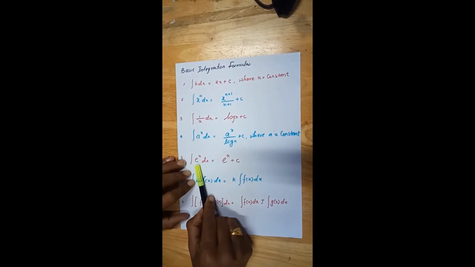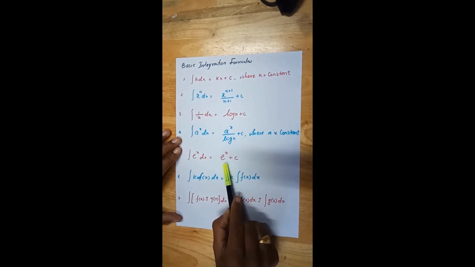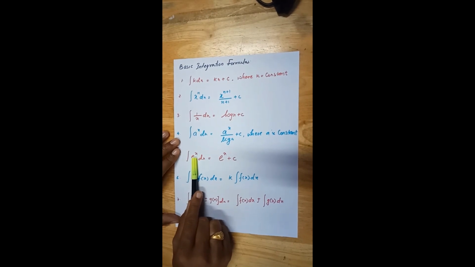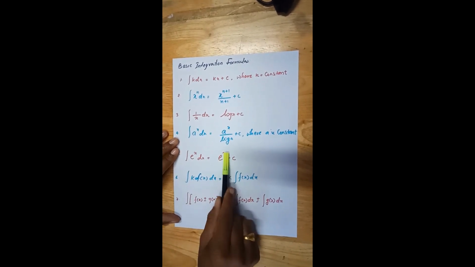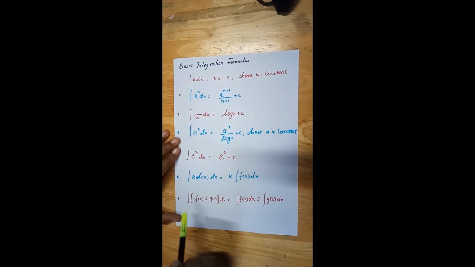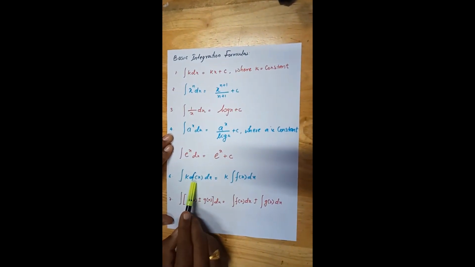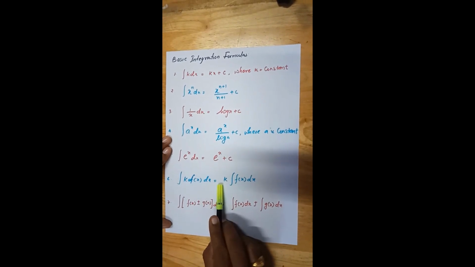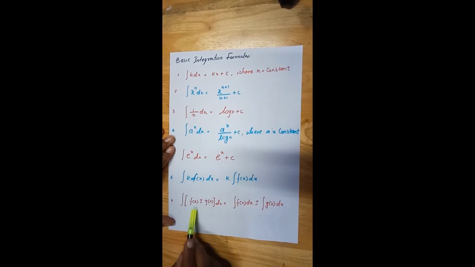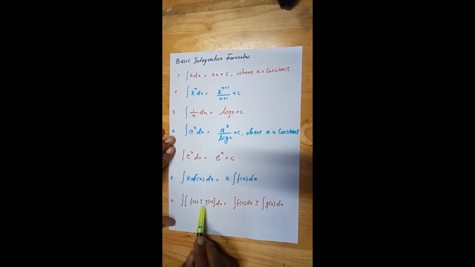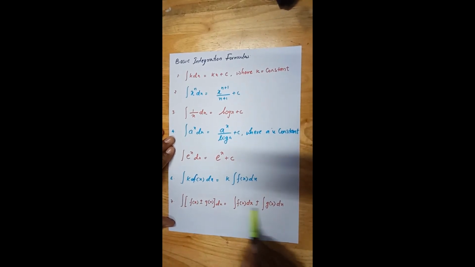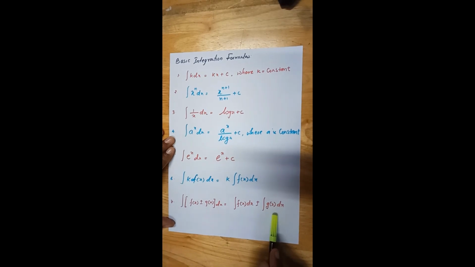Then the integration of any exponential function is the function itself times the differentiation of what is there in the power. As of now the power is x, the differentiation of x is 1, thus we write it like that only. Now if you have a constant times a function, the constant will come outside the integration sign and you integrate the function. If you have addition or subtraction of functions, then the integration of this is going to become the individual integration of each function.